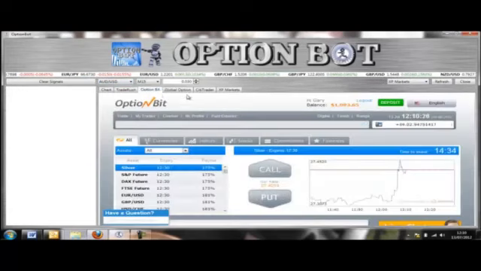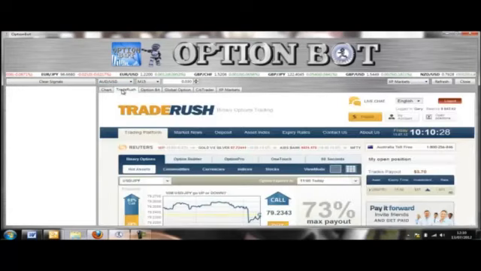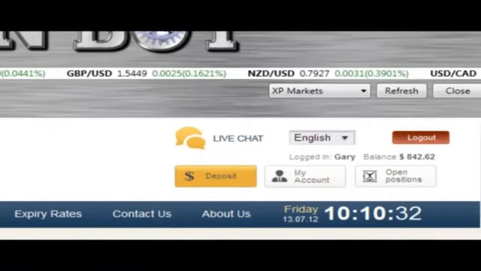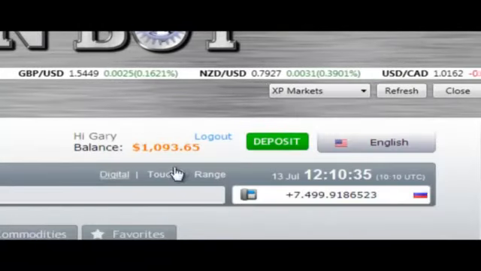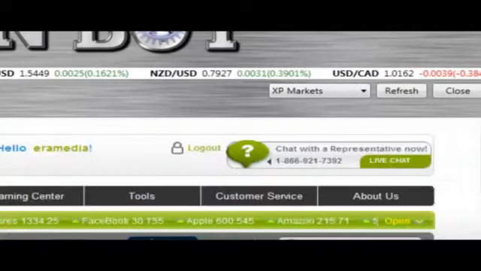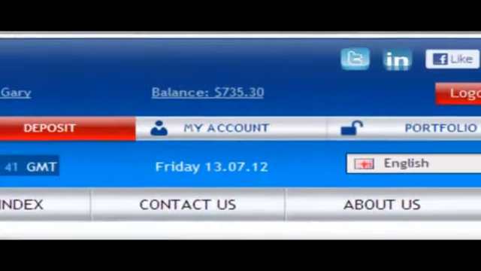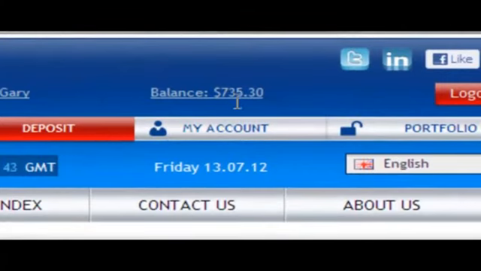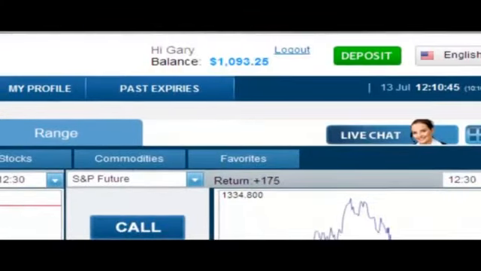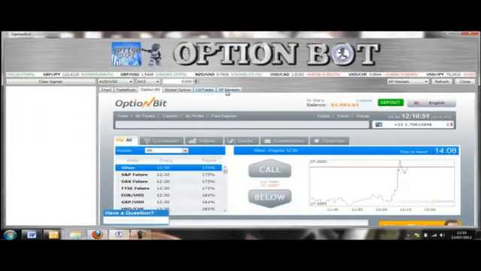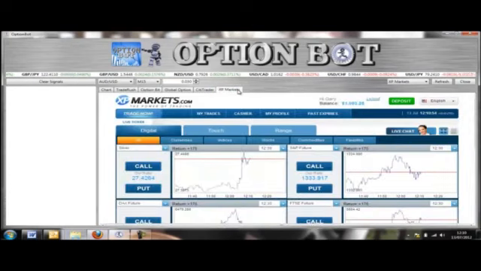And I have 5 platforms to trade on. As you can see, I have a balance of $842.62 with Trade Rush, a balance of $1,093.65 with OptionBit, a balance of $800 with Global Option, a balance of $735.30 with CityTrader, and finally a balance of $1,093.25 with XP Markets. That's a total across all 5 platforms of $4,564.82 in my trading balance.